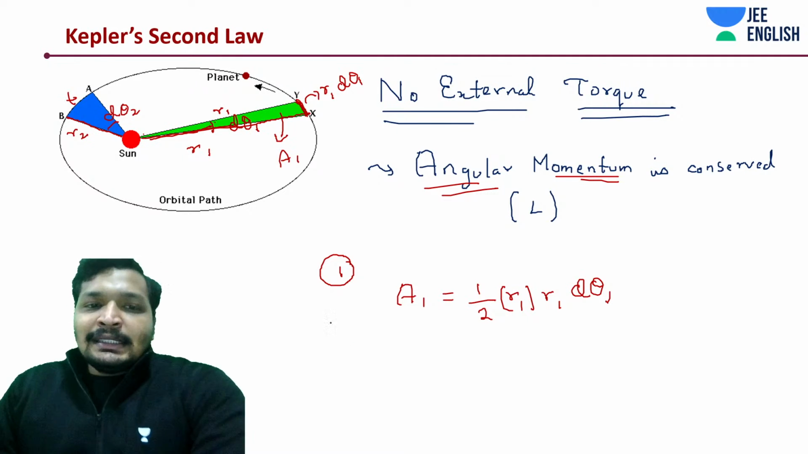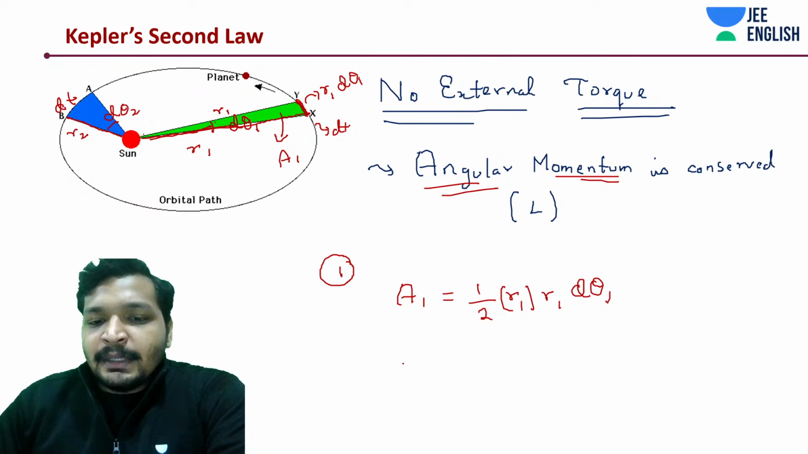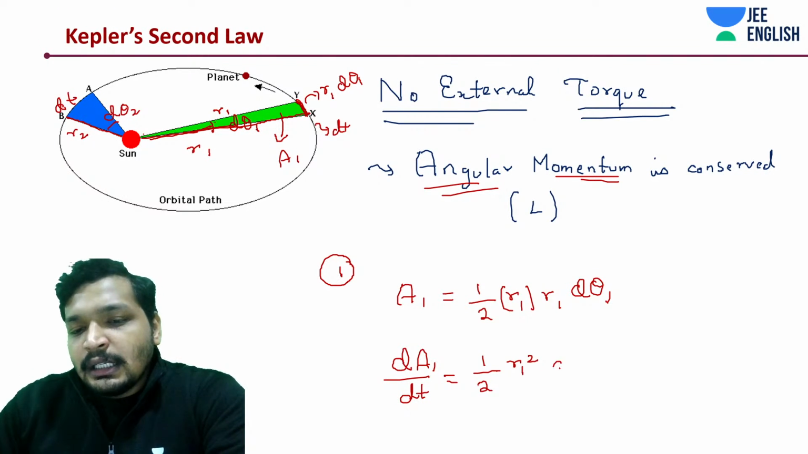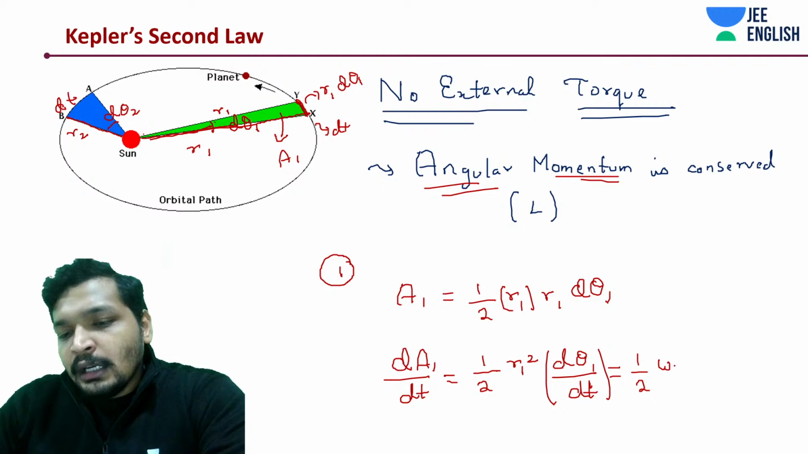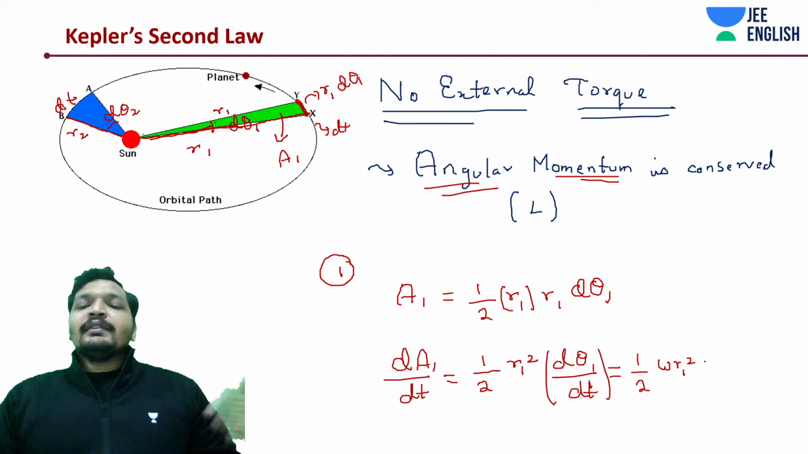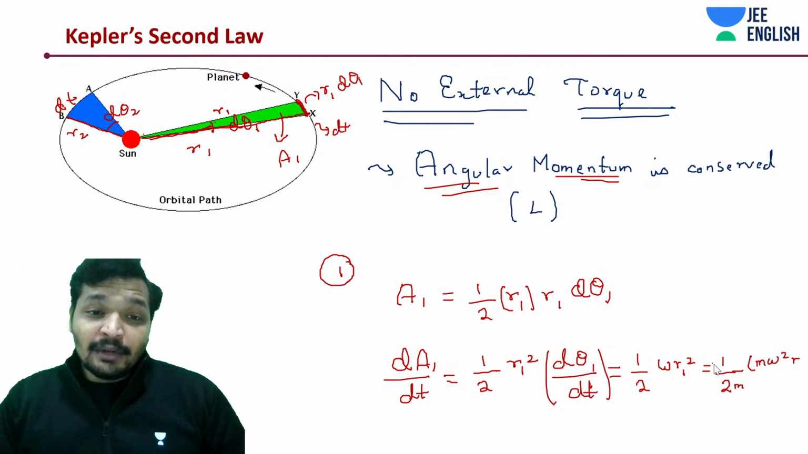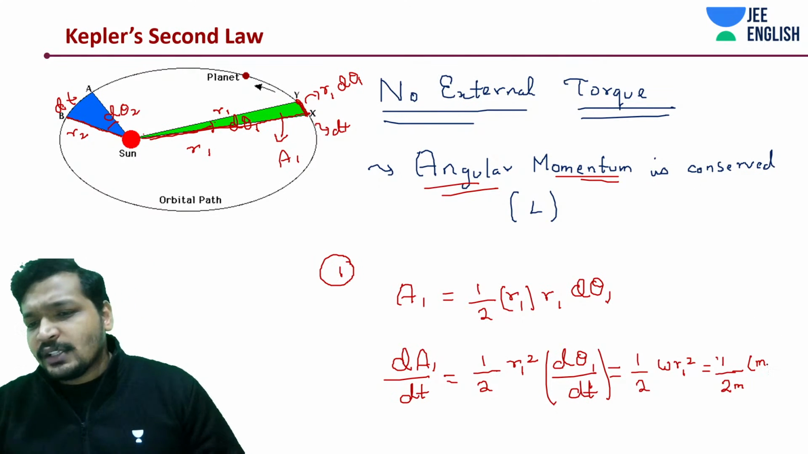Now the thing is, it's doing this in equal dt time. That means dA1 by dt is half of R1 square d theta 1 by dt. This is omega. So this is half of omega R1 square. Multiply with m on the top and m on the denominator. This is going to be 1 by 2m, m R1 square omega.